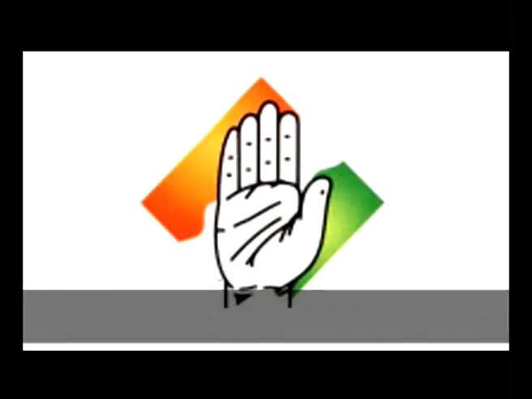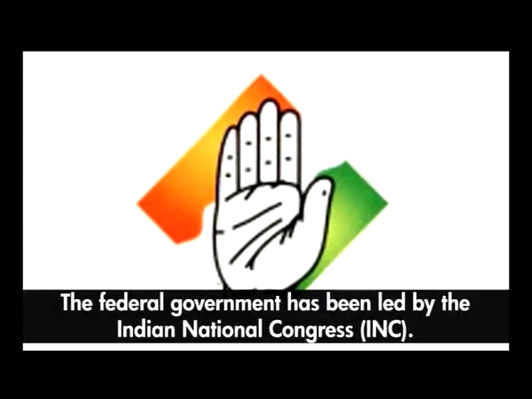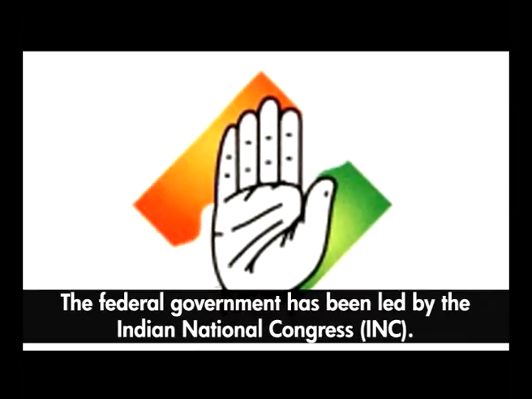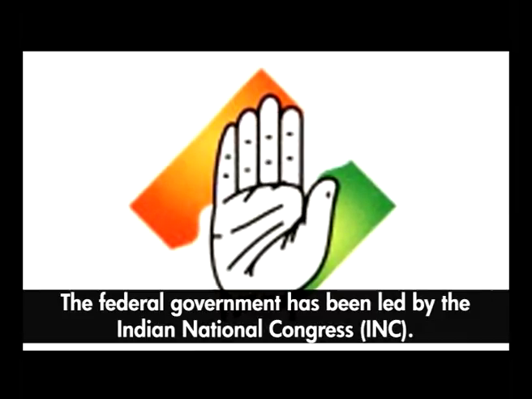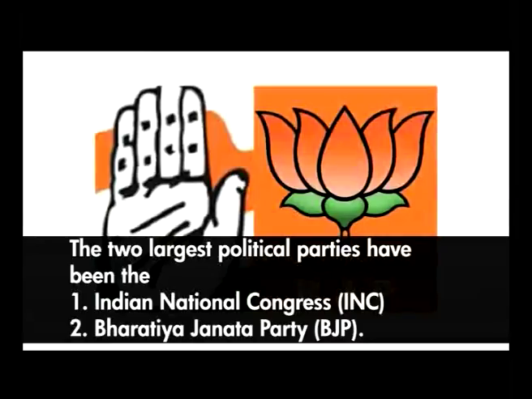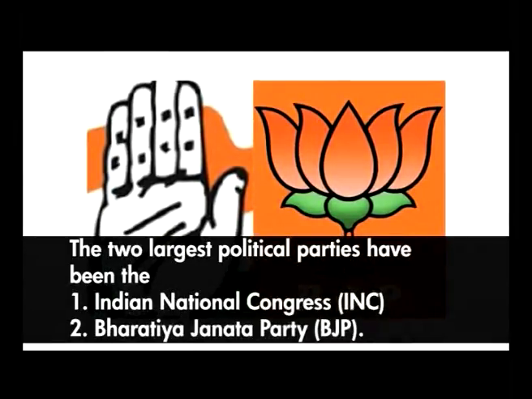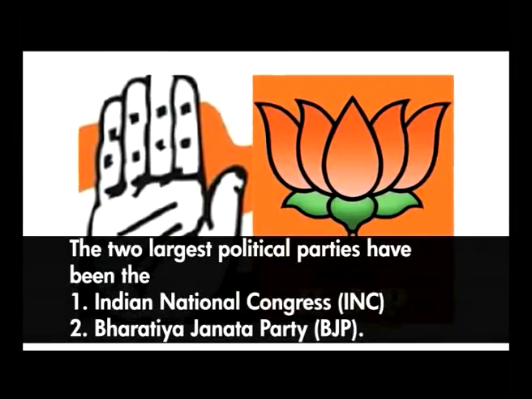Locally, the Panchayati Raj system has several administrative functions and authorities. For most of the years since independence, the federal government has been led by the Indian National Congress. The two largest political parties have been the INC and the Bharatiya Janata Party. Although the two parties have dominated Indian politics, religious parties also existed.